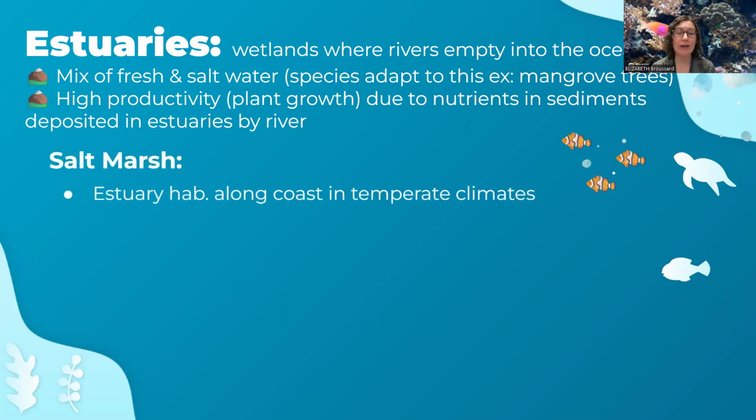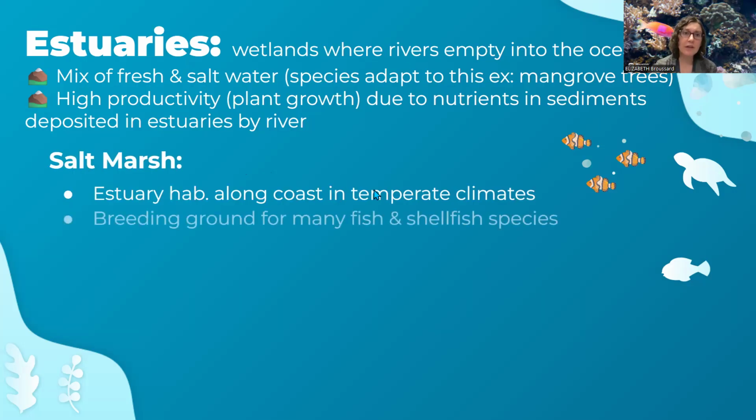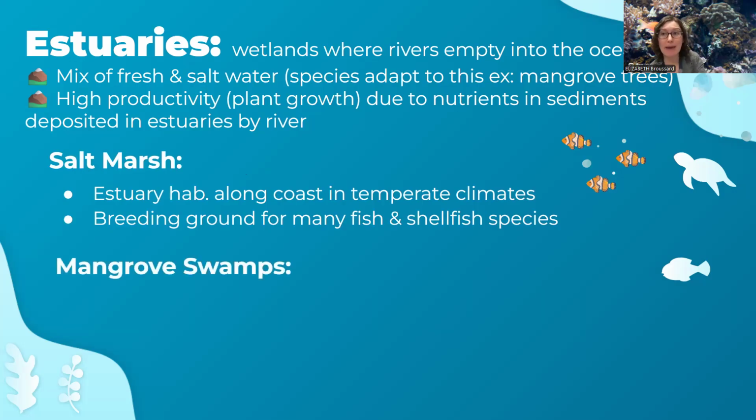Salt marsh is going to be a great example of this, where we have an estuary, this wetland, where the river is meeting the ocean. A lot of fish and shellfish. We always probably think about crabs as a really big indicator species of our salt marshes. But we also have mangrove swamps.